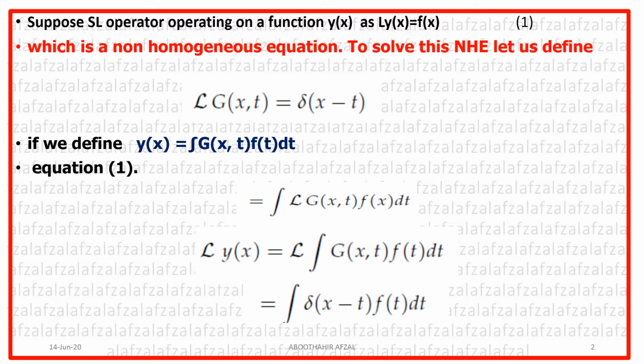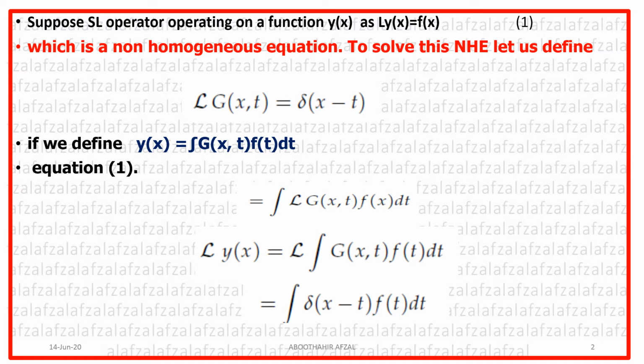Now to solve this non-homogeneous equation, let us define the operator L into the Green's function G of x, t is equal to delta x minus t. Now if we define y as integral G of x, t into f of t dt, now equation 1 becomes, instead of y, L of y of x, that means L into integral G of x, t f of t dt, which is also equal to L of integral G of x, t f of t dt.